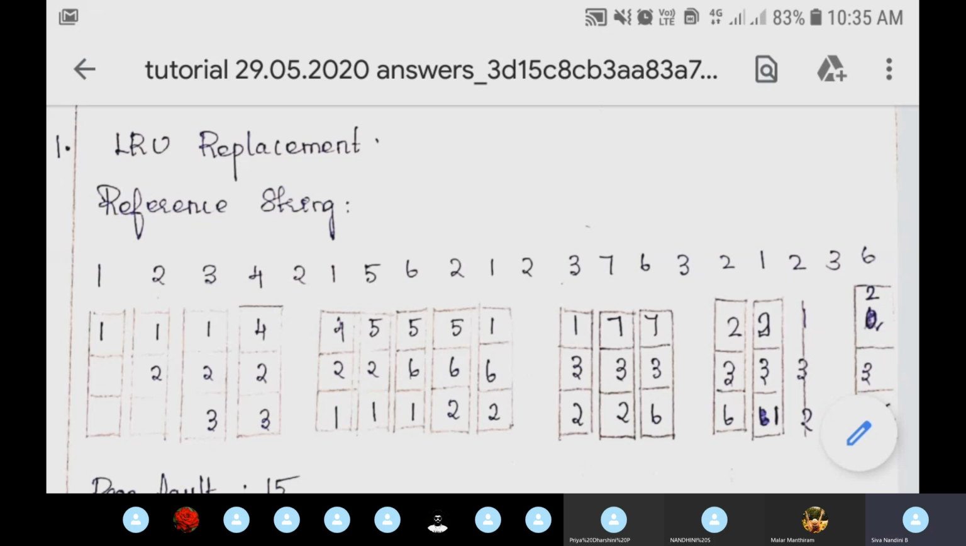And next, after this page 4 in the reference string, we are having page 2. So this page 2 is already in the block, so we need not replace it. After this page 2, we are having page 1. This page 1 is not in the block, so we have to bring it into the block.